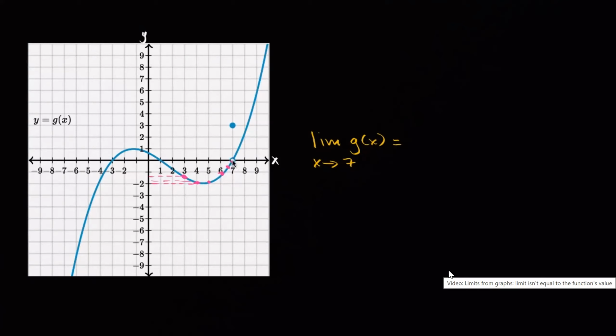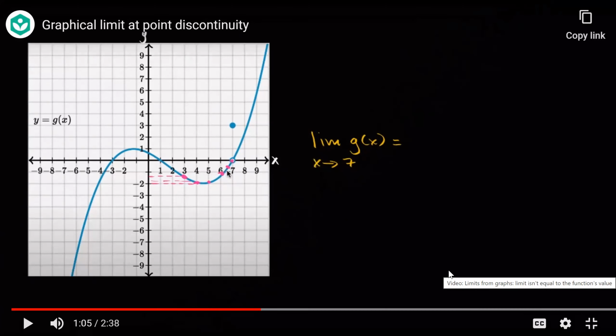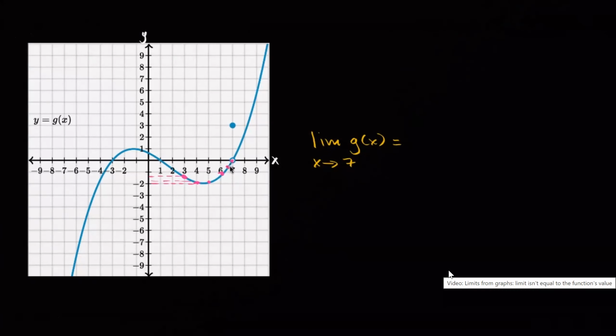G of 6.999 looks like it's still less than 0. See how he's talking about 6.9999, 6.9999999. We want to approach it really close to see what's happening there. It's a little bit closer to 0. So it looks like as x gets closer and closer, but not quite at 7, the value of our function is approaching 0.